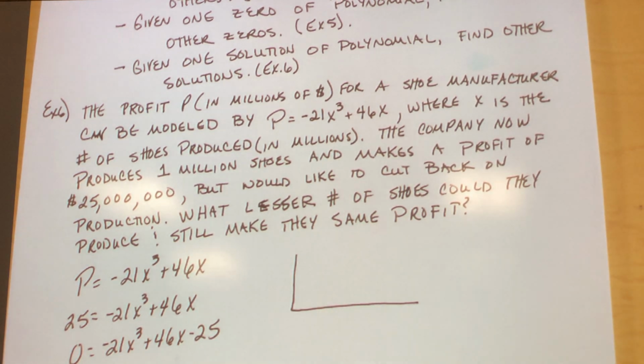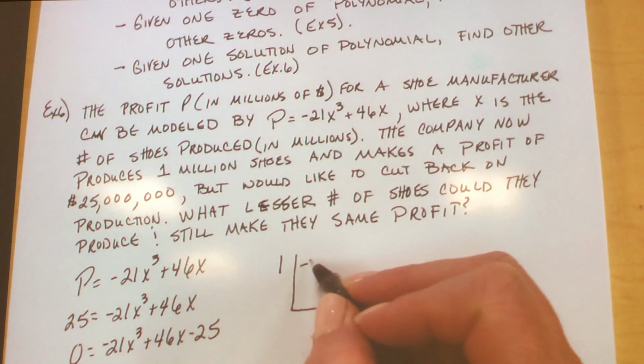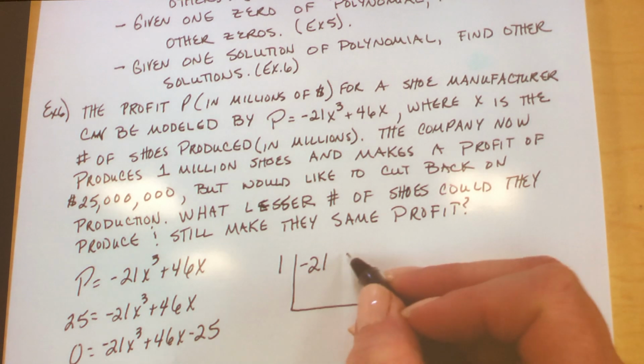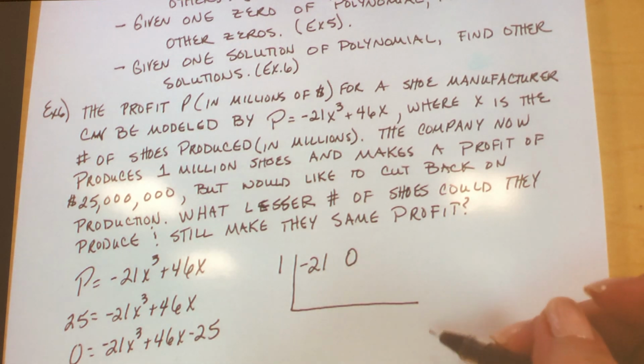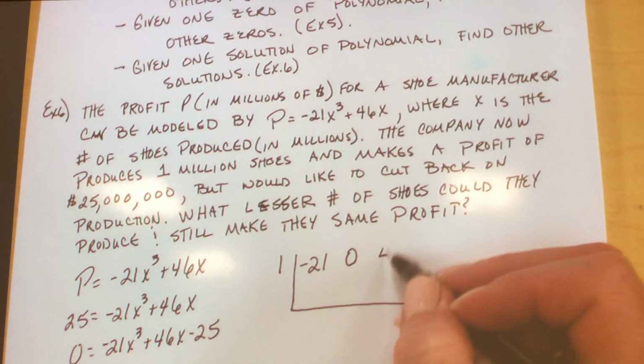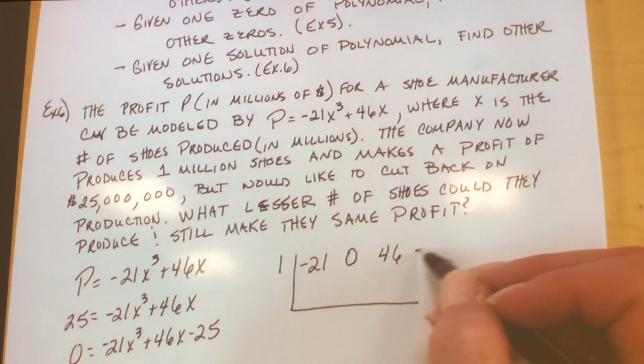Synthetic division. What goes on the outside? One, just one. My 1 million, okay? Oh, good, that's a solution. What goes right here? Negative 21. Then 0. You don't have an x squared, so you have to put a 0 in there. Then 46, and negative 25.